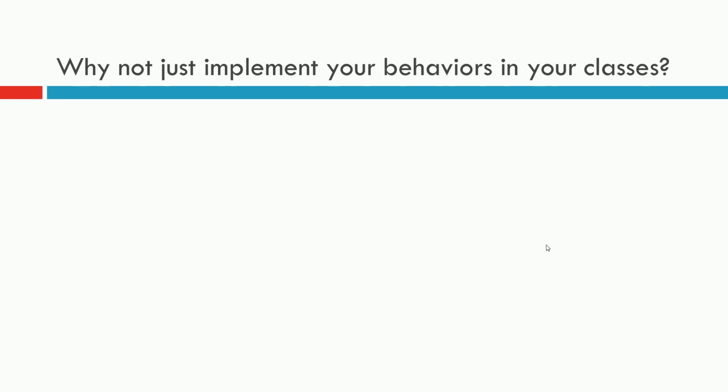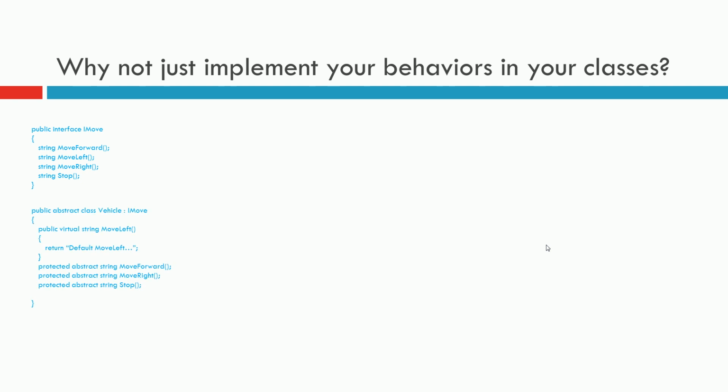So now, all of these things are sharing, at the very least, the ability to move forward, left, right, and stop. So let's create an interface called iMove, and this will force the implementation of these behaviors. Now, by creating this, we are telling any class that implements it that they must provide instructions for these behaviors.